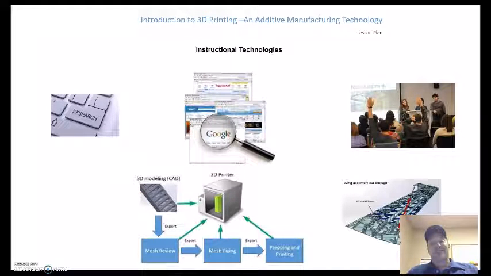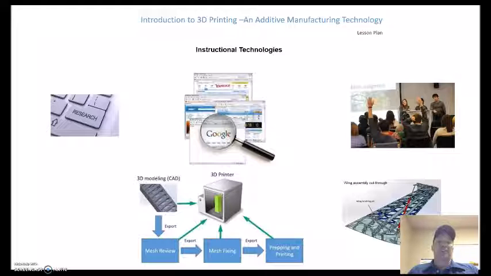The instructional technologies that will be used by the students to deliver this plan is that they're going to be doing internet research. They're going to research what is 3D printing, how it's used in manufacturing today, what the future is going to be, and more specifically what companies within our career of study, which is manufacturing, aviation manufacturing, are using it right now.